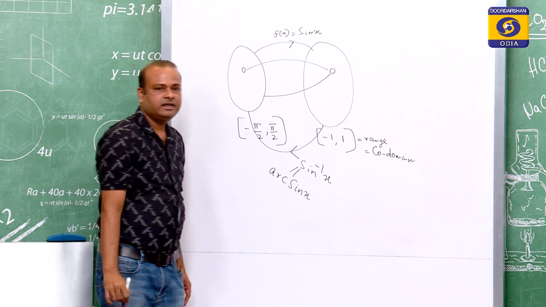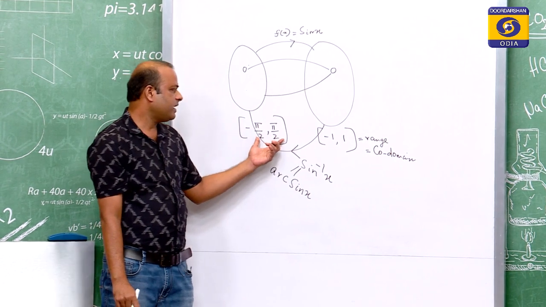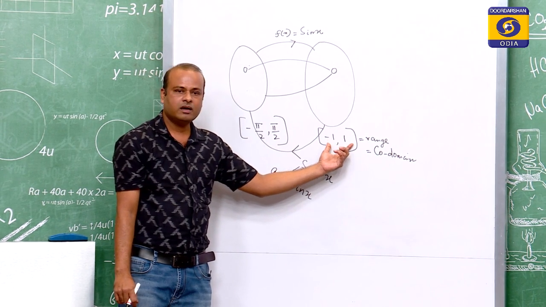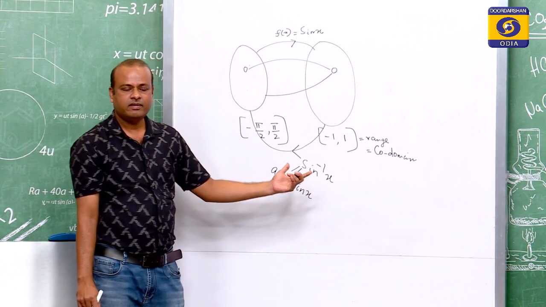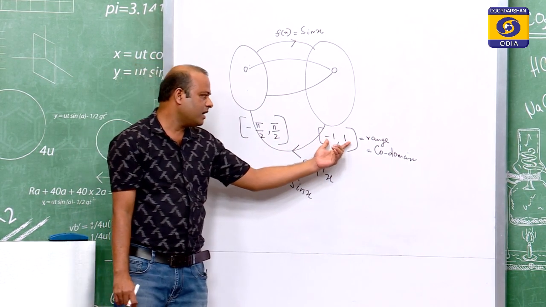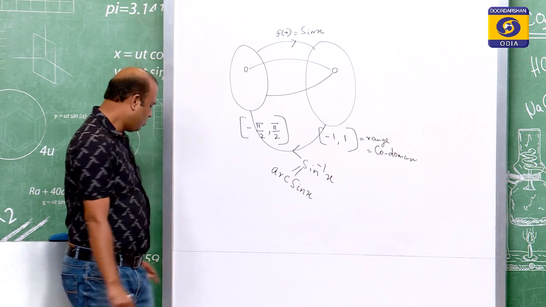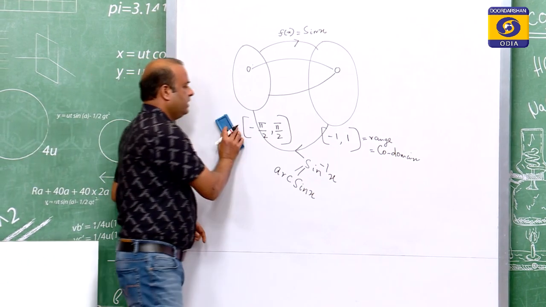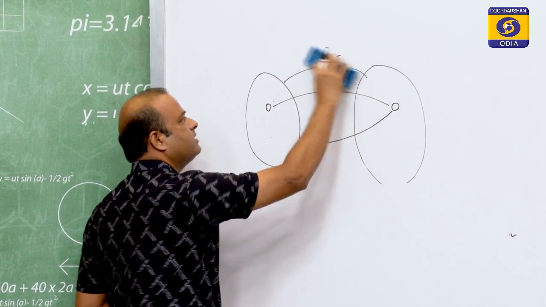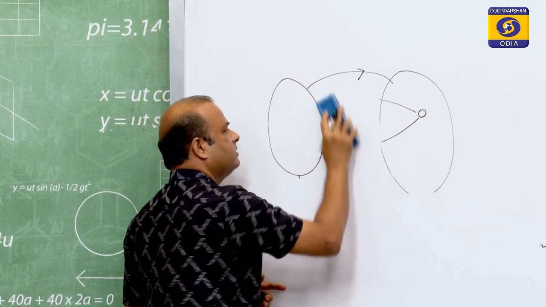Arc sin x is the same as sin inverse x. On the closed interval from minus pi by 2 to pi by 2, and from minus 1 to 1, sin x is bijective and its inverse exists, and the inverse is from minus 1 to 1 to minus pi by 2 to pi by 2. So, we consider sin x as f of x, and we take the inverse as f inverse x.